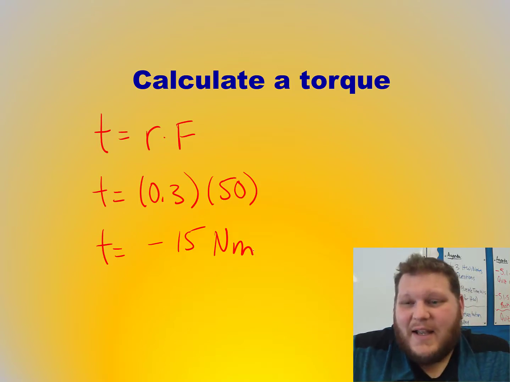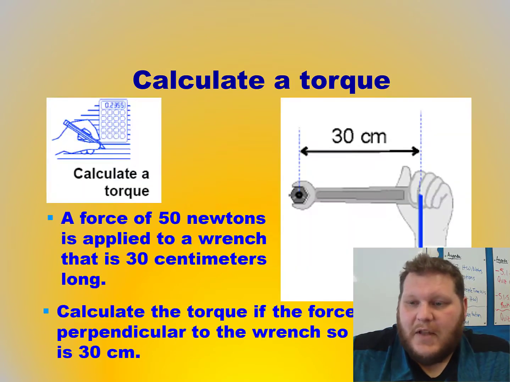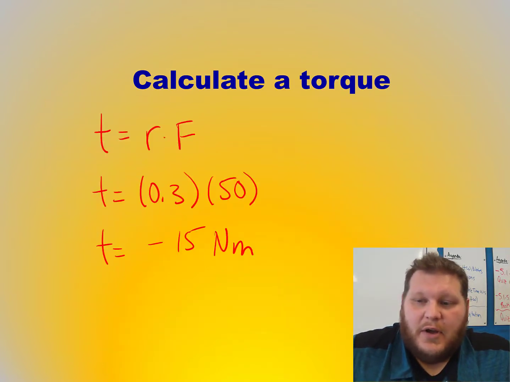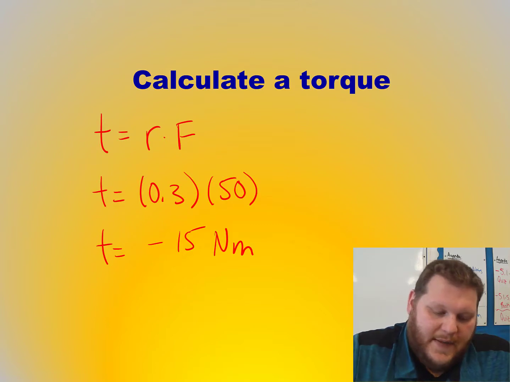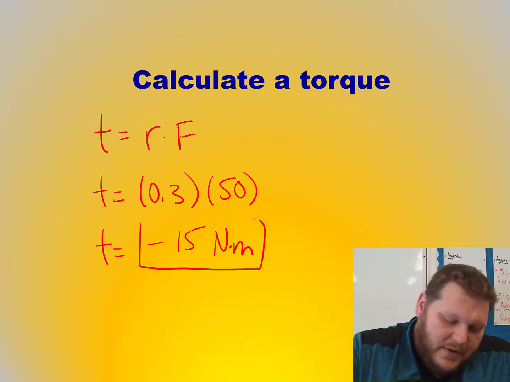Here, whether it's positive or negative is based on how you assume the rotation is happening. If you look back here, based on the diagram they're giving us, pulling on the wrench instead of pushing on the wrench is what determined that this should be a negative rotation instead of a positive rotation. But otherwise, 50 times 0.3 just gives us 15 Newton meters, and that should be our units, Newton meters. Yep, negative 15 Newton meters.